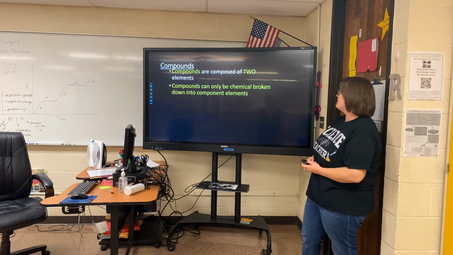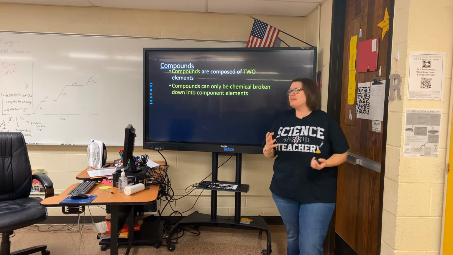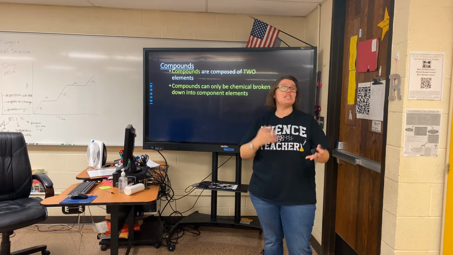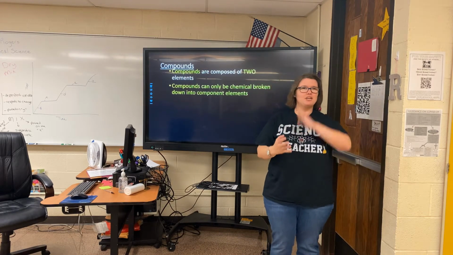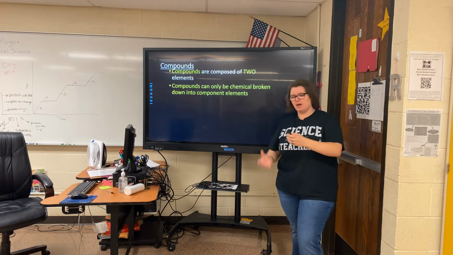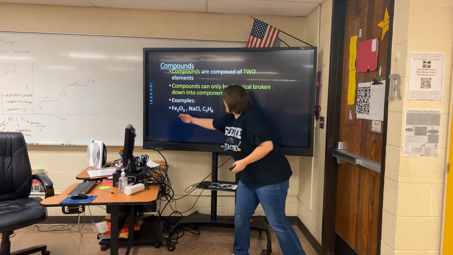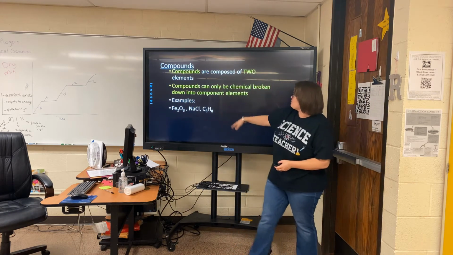Compounds can only be chemically broken down into their component elements. So if something's made, let's say carbon dioxide, that's CO2, it can only be broken down into carbon and oxygen, nothing else, because that's all it's made up of. Examples, we've got iron oxide. It's got Fe2O3, you see that right there.